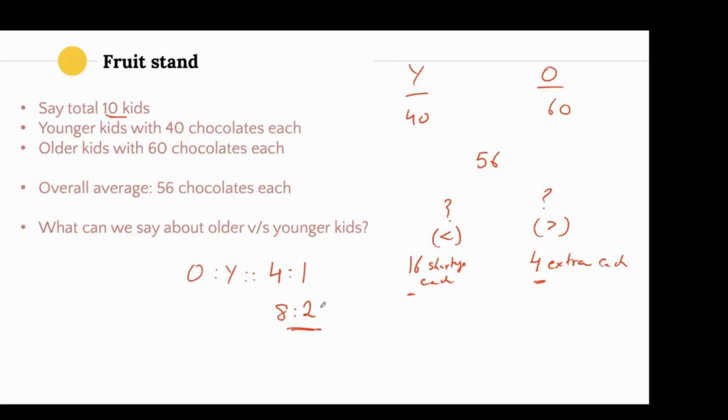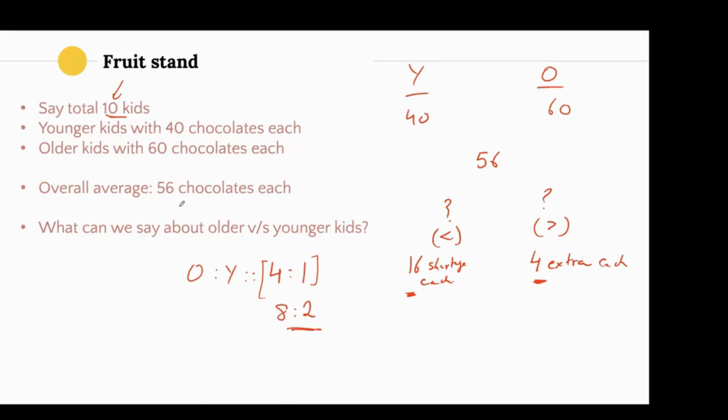Just one question. Why did we write 8:2? So till here, were you with me that for each younger kid, we'll need 4 older kids to compensate? In other words, the ratio of older to younger is 4:1. And I have a total of 10 kids. So if total kids are 10 and the ratio of older to younger is 4:1, then how many? Got it. Okay.